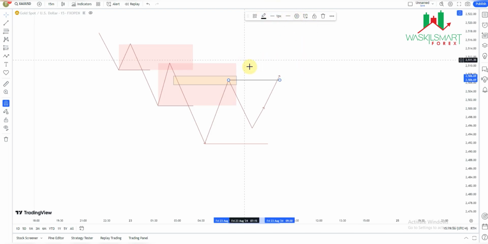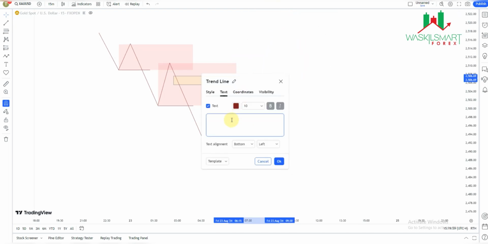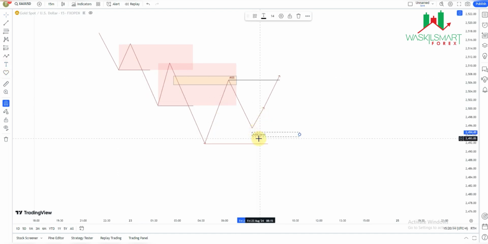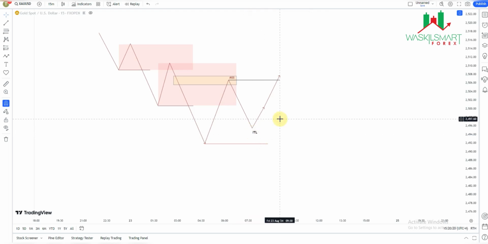So which means that I'm having what? MSS. So there's the MSS there, which means that market structure has been shifted. Market structure has been shifted. Then when market structure has been shifted, this low here is what you call the intermediate time low. This low, I did not want to see market come down to that low.